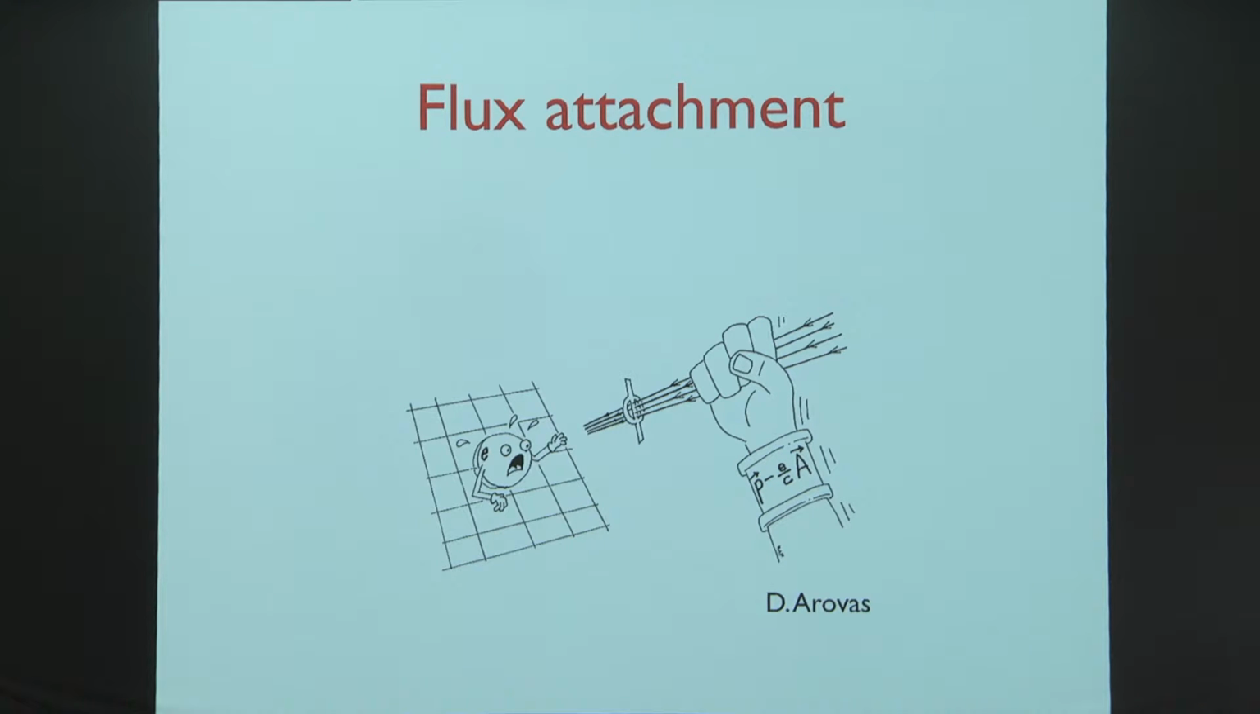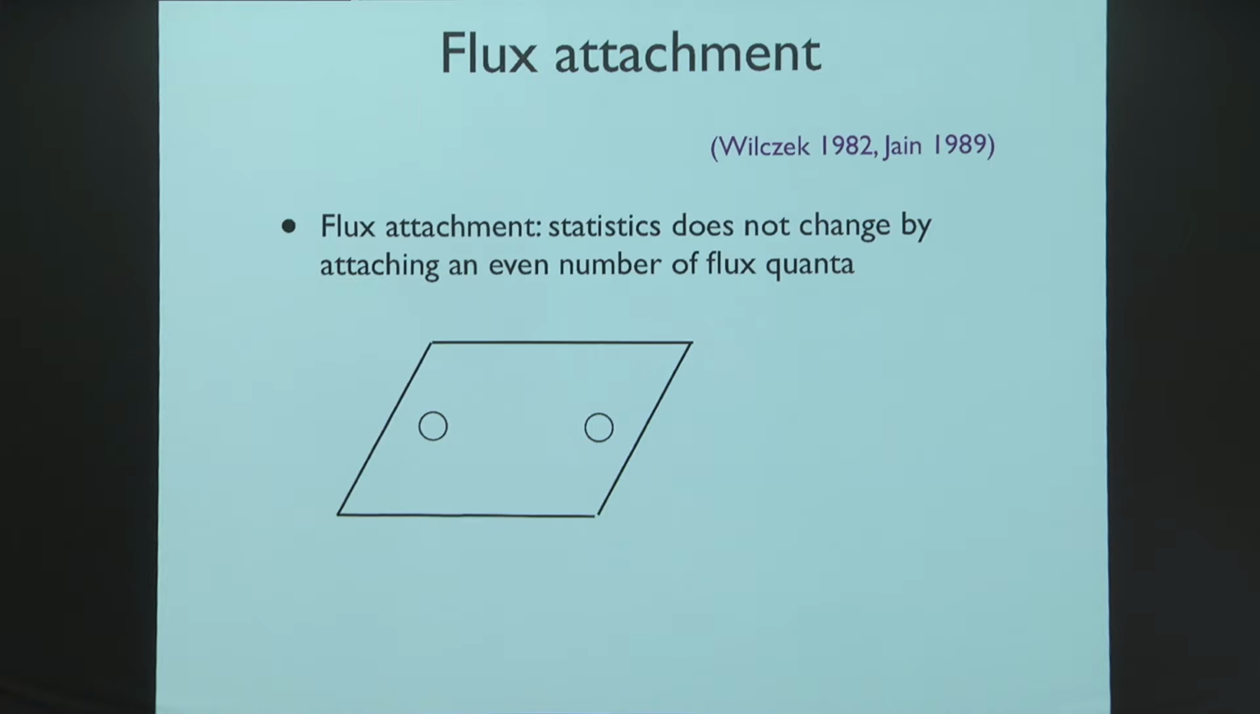In the next few transparencies, maybe 8 or 10, I will describe an idea in condensed matter physics called flux attachment. It is a well-spread, well-used, very often used idea, but sometimes it gives me a certain degree of unease, which I will describe. So flux attachment is an idea that if we take a particle and attach a magnetic flux to it, we can change the statistics.